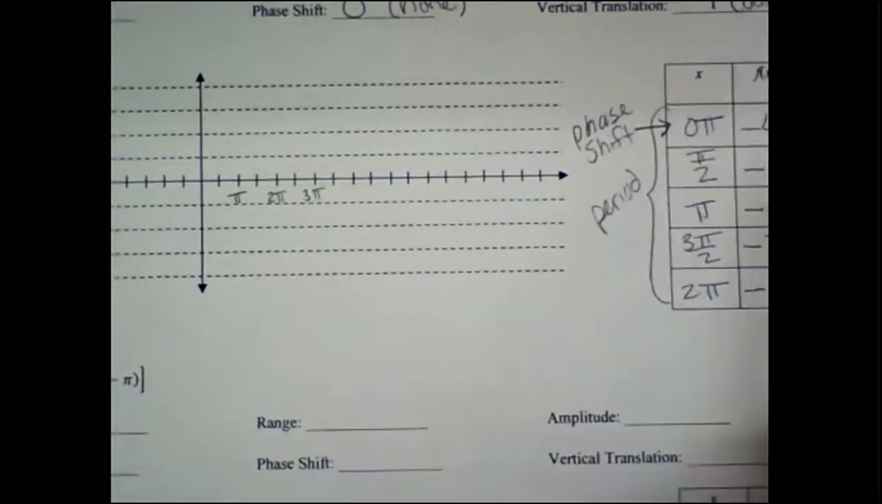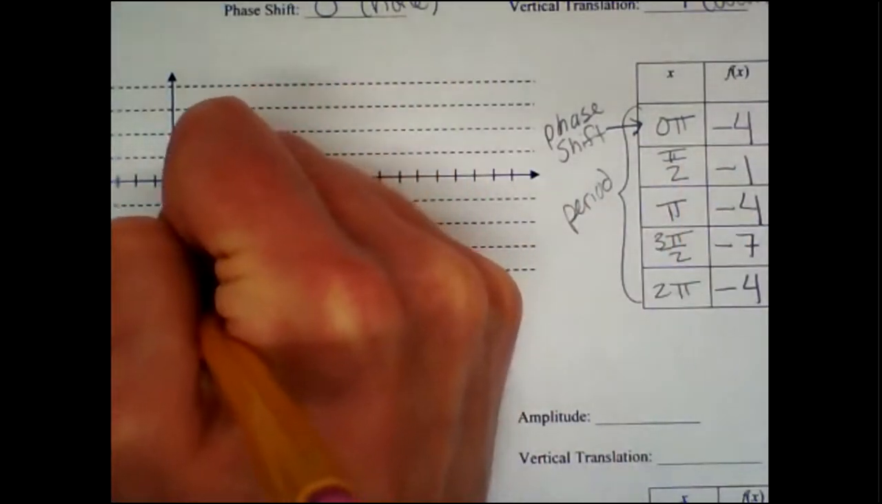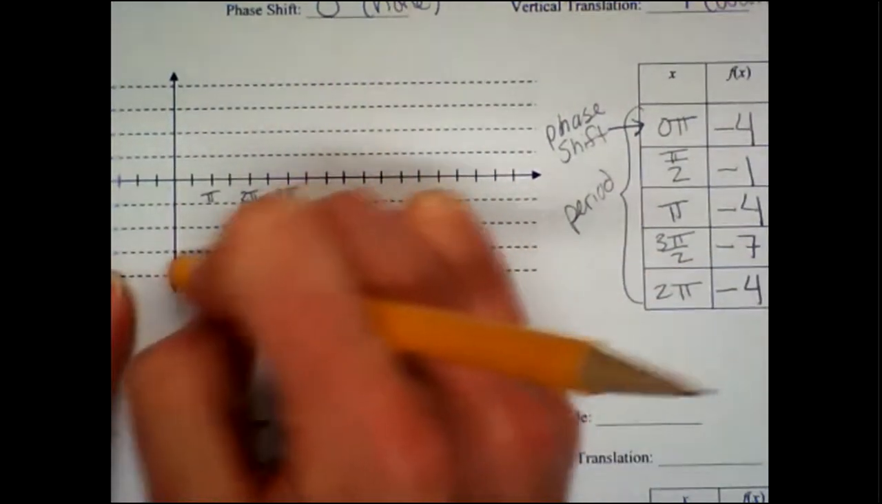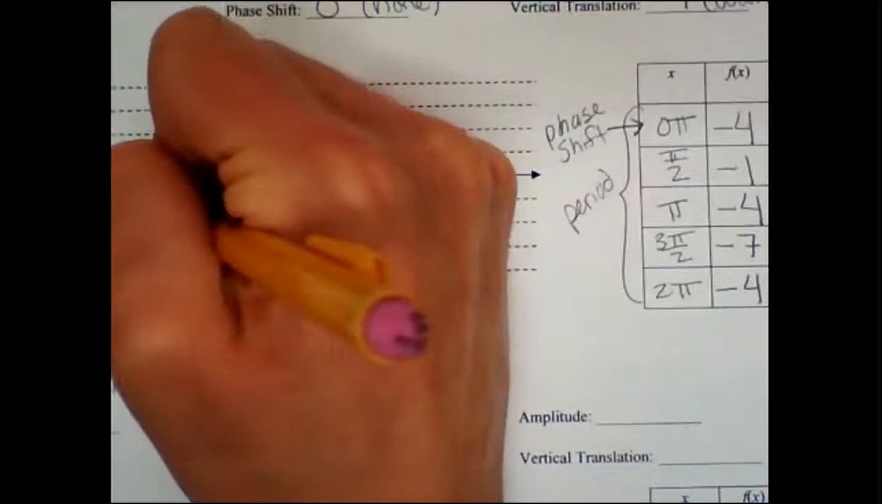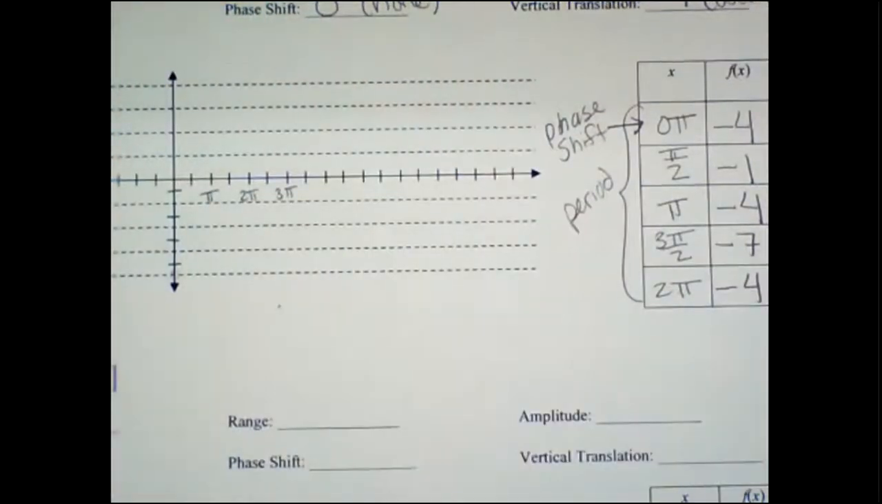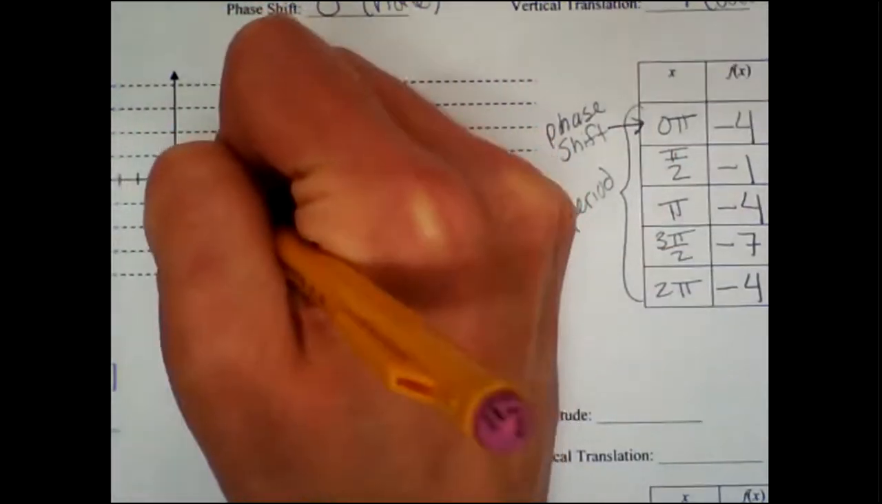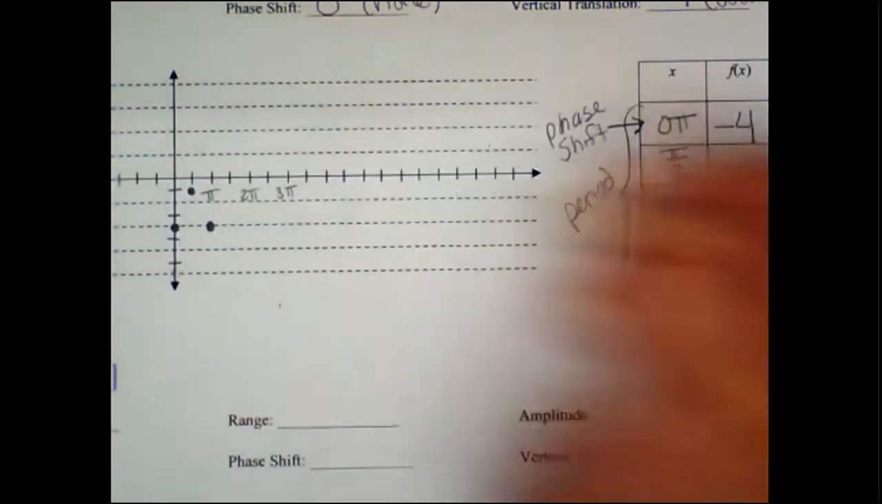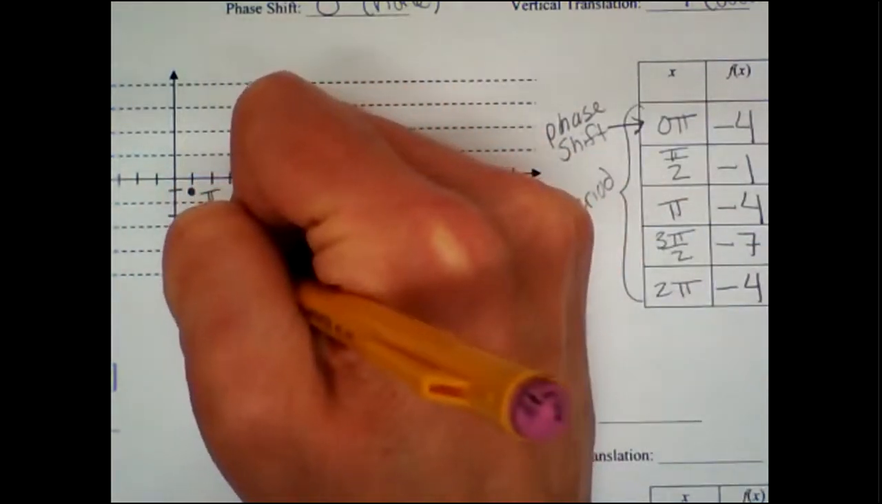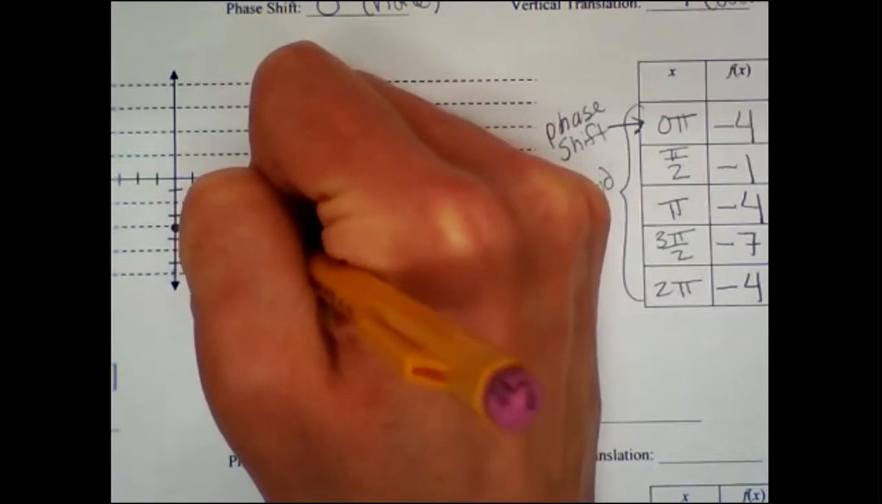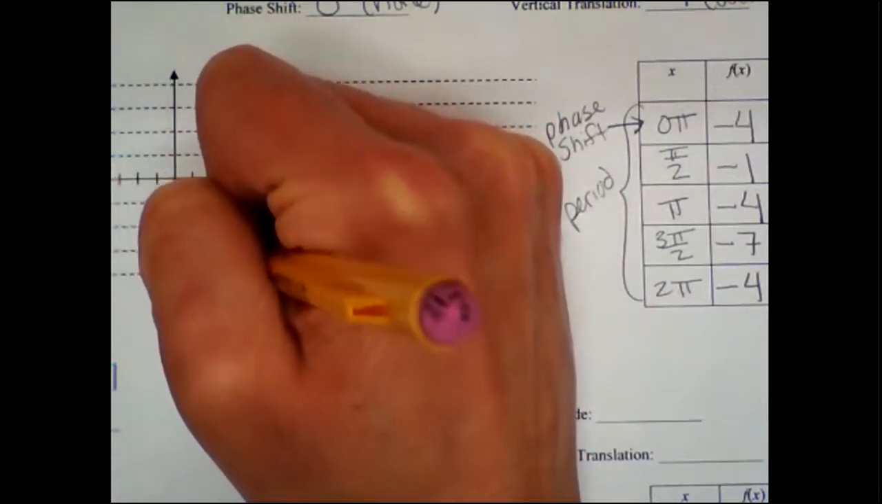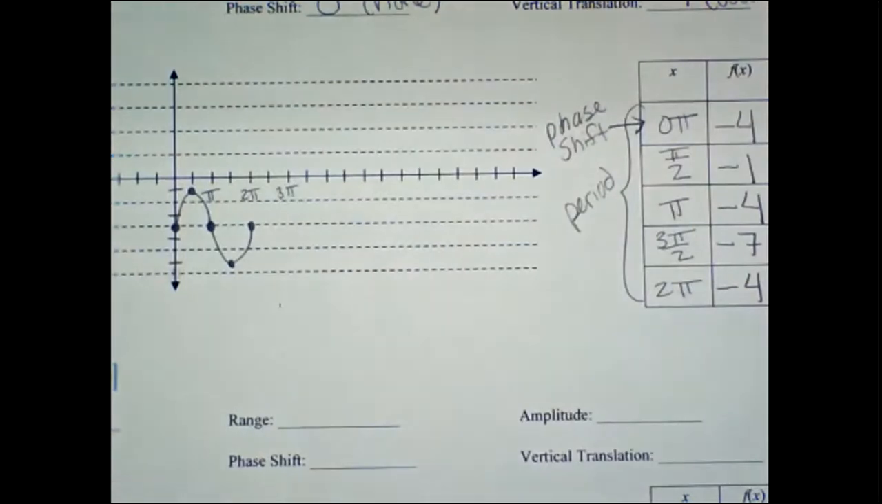And then we're just going to plot these. So at 0 pi, we were at negative 4. This one's going to go off the grid. Oh, well. Well, you know what? Here, let me do this. Let me put tick marks halfway through so it will stay on the paper. So at 0 pi, we're at negative 4. And then at pi over 2, we're at negative 1. And then at pi, again, we're at negative 4. And then negative 7. And then back to negative 4. Now that's one period of the function.